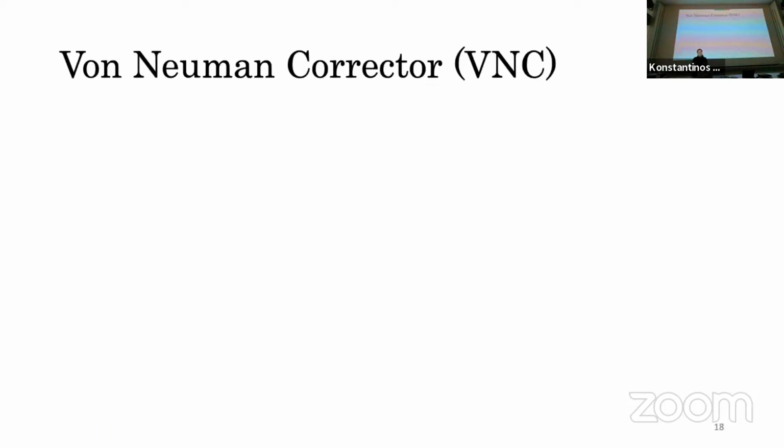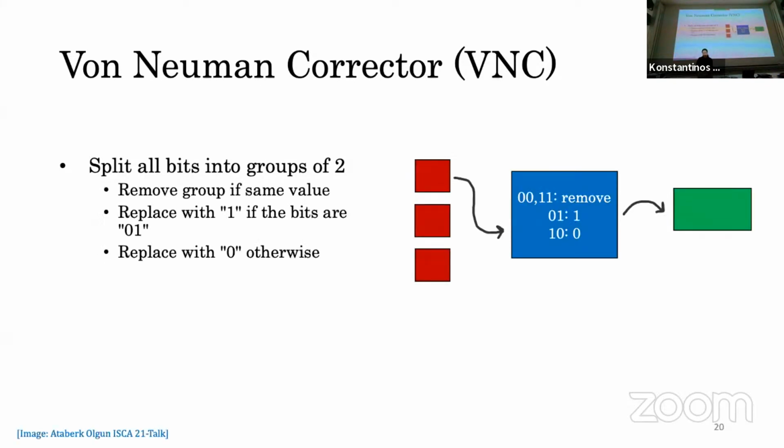Secondly, the von Neumann corrector. This takes the output of the sampler, like the bit stream, and groups it into groups of 2 bits each. Then depending on what these 2 bits in the groups are, the following operations are performed. If both bits in a group have the same value, the entire group is removed. If the 2 bits are 0, 1, then they are replaced by a 1, and otherwise they are replaced by a 0.